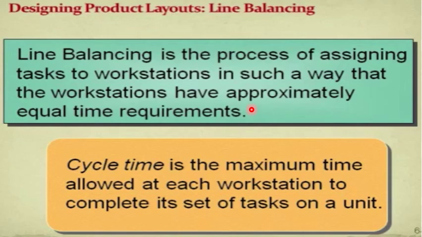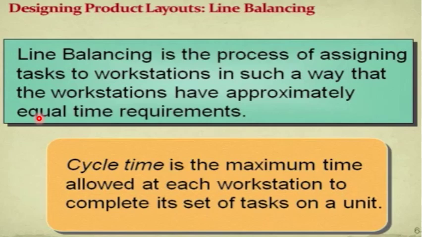If one finishes and the other delays, there is a problem, and the reverse also has a problem. So line balancing is the process of assigning the tasks to workstations in such a way that the workstations have approximately equal time requirements, or we can say the workstations have equal speed in finishing the tasks. In a sequence of activity, all those machines require the same time to finish their assigned tasks.